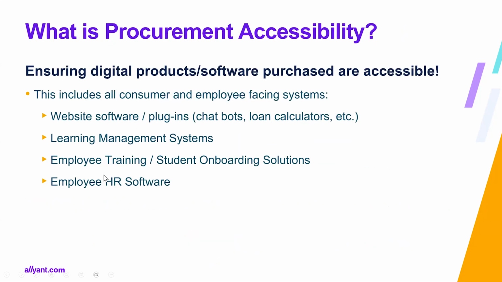Then driving into what we're talking about today, right? What is procurement accessibility? At a really baseline level, let's tee this up: that is ensuring digital products and software that you purchase as an organization ultimately are accessible. And that can include a number of things, right? This is a long list of third-party products and software that might interface with your consumers, and also all of your employee facing systems.